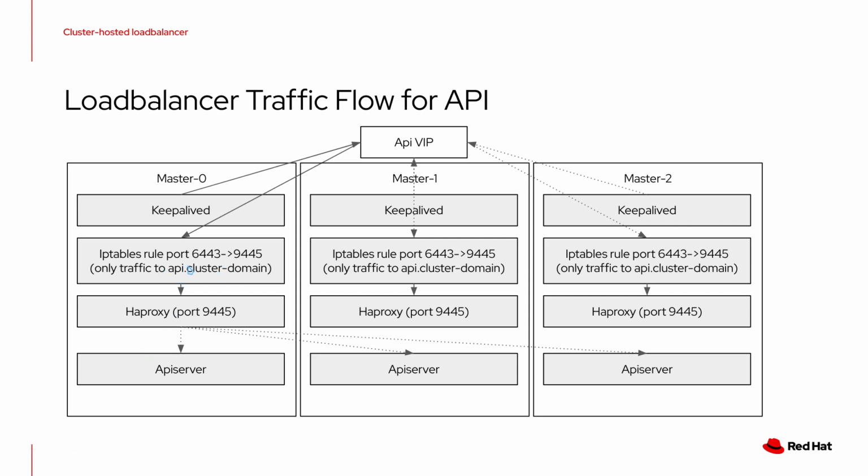Now, the important thing here is that because that only handles traffic to the DNS name, communication between the API servers does not go through any of these intermediate steps. So the API servers are able to talk directly to each other, but any traffic that's coming in through the API VIP should be going through HAProxy and getting load balanced.